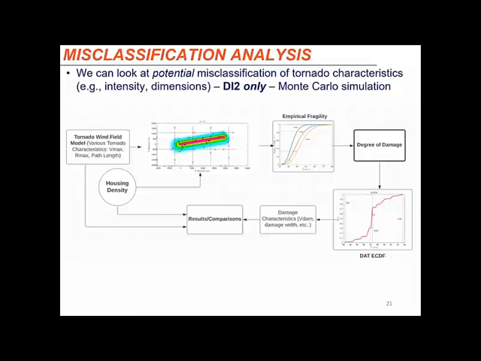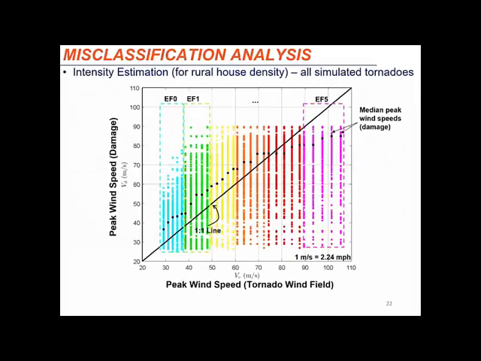And so then we can take some of the damage characteristics that we get in the simulation, so the wind speed, for example, estimated from damage, things like damage width, and compare it to our initial values from the tornado wind field model. So we can compare the maximum wind speed in the tornado or the maximum wind speed at a house with the maximum wind speed generated from this damage simulation and from the information that we got from the DAT. And so we have some pretty interesting results.